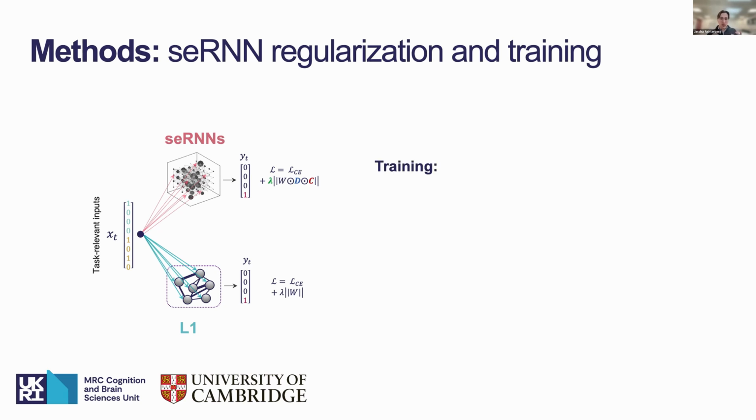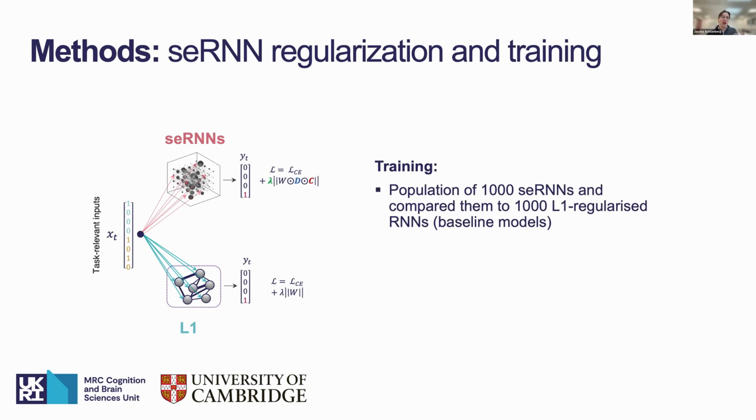We start training a population of 1,000 spatially embedded recurrent neural networks, and compare them with 1,000 L1 regularized recurrent neural networks, and look for a bunch of differences which tell those two networks apart. We trained those two populations for 10 epochs. Within this population of 1,000 networks, we systematically vary the regularization strengths so that the mean connectivity of those two populations is matched, so that the sparsity isn't just influencing the results.